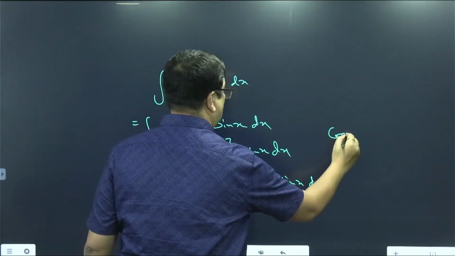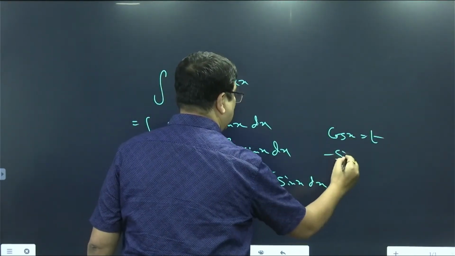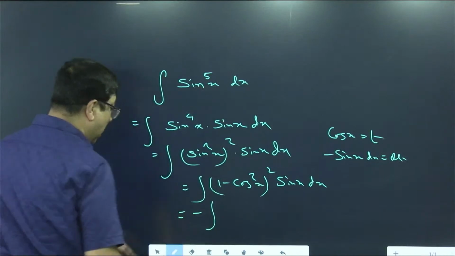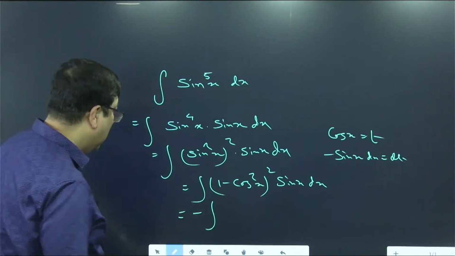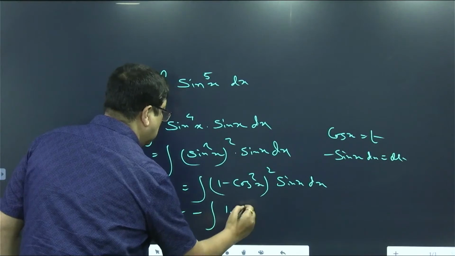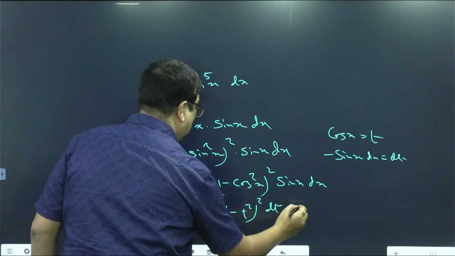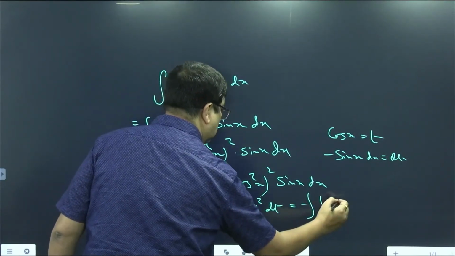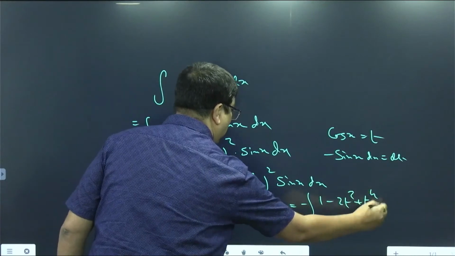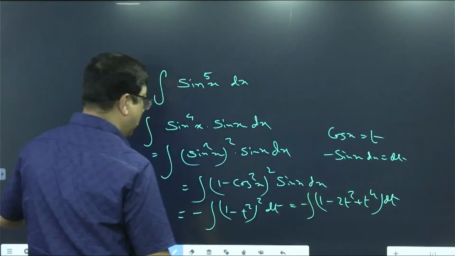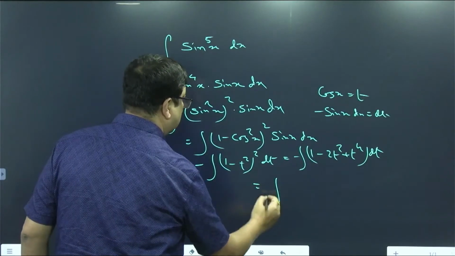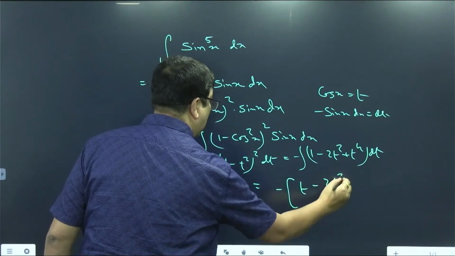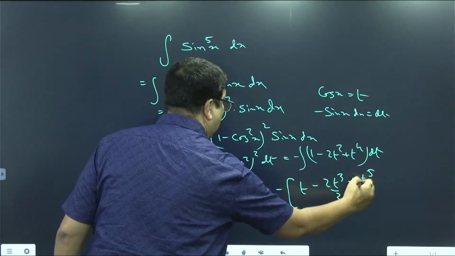So cos x equal to t. So minus sin x dx equal to dt. Therefore, we can write this as minus, because minus plus constant will be going outside, (1 minus t square) whole square dt. So minus, we can keep minus outside, as you think better, 1 minus 2t square plus t to the power 4 dt. Therefore, we can write this here minus t minus 2t cube by 3 plus t to the power 5 by 5.